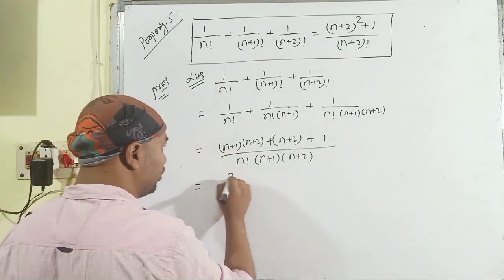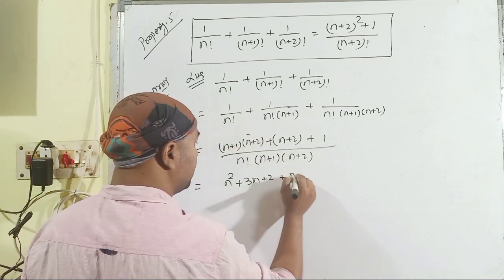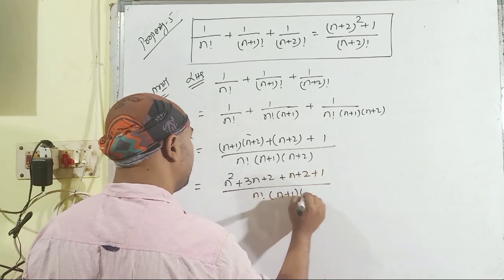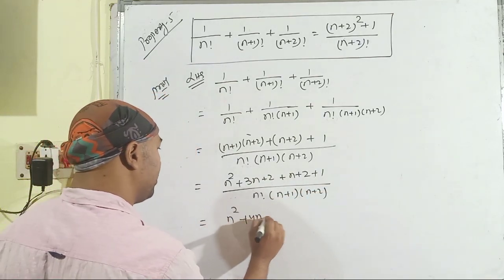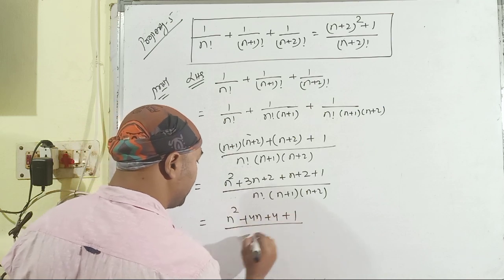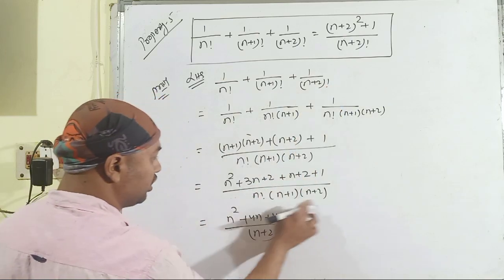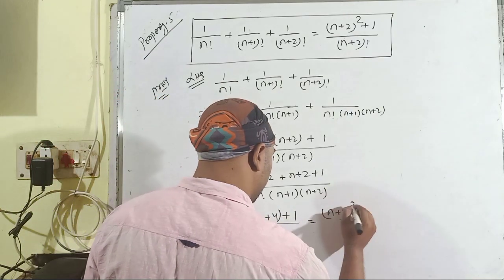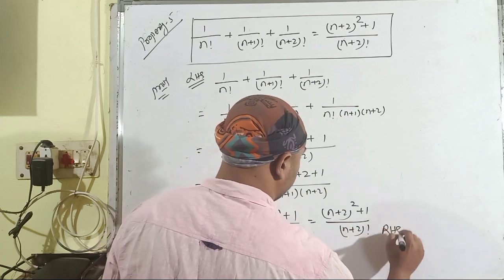Just solving, n square plus 3n plus 2, just multiplying, then it is n plus 2 plus 1 divided by n factorial multiplied with n plus 1 multiplied with n plus 2. So it will be n square plus 4n plus 4 plus 1 divided by, again we have to convert this into the form of n plus 2 factorial, because this is none other than the factorial of n plus 2. In place of n square plus 4n plus 4, we can also write the whole square of n plus 2, plus 1, divided by factorial of n plus 2. And this is the right hand side part for you.